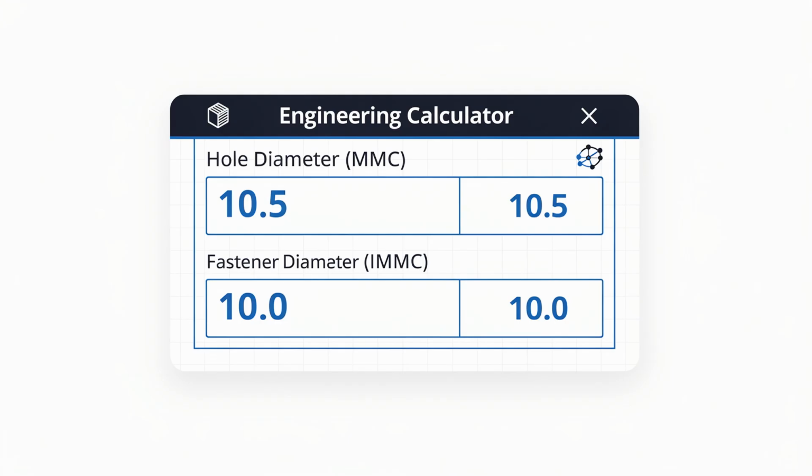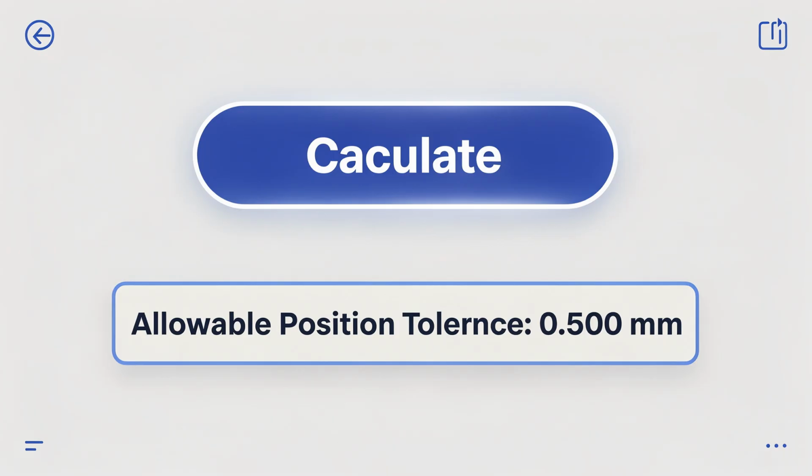For our example, let's enter a hole diameter of 10.5 millimeters and a fastener diameter of 10 millimeters. After clicking Calculate Position Tolerance, the calculator determines the allowable position tolerance for your floating fastener assembly.